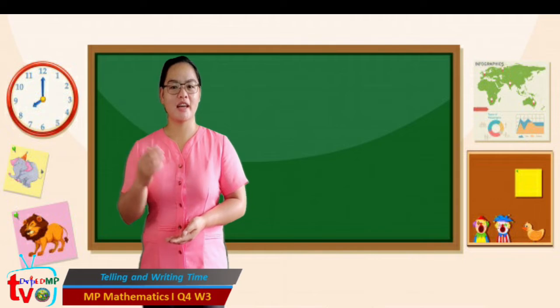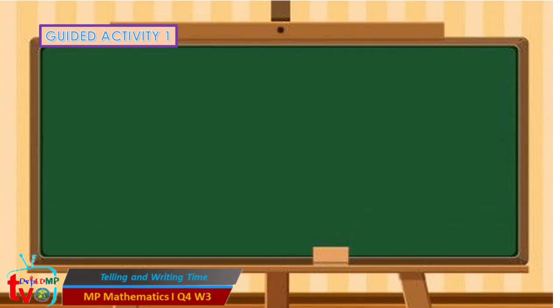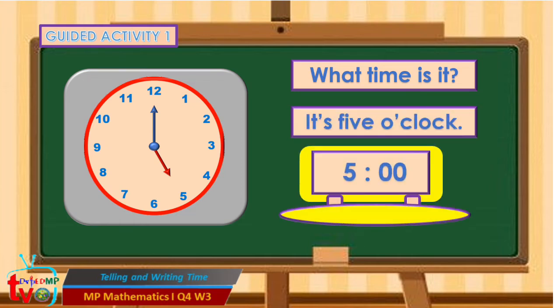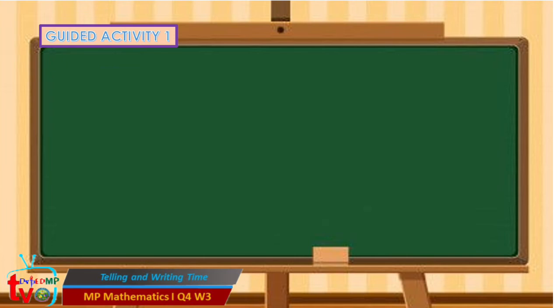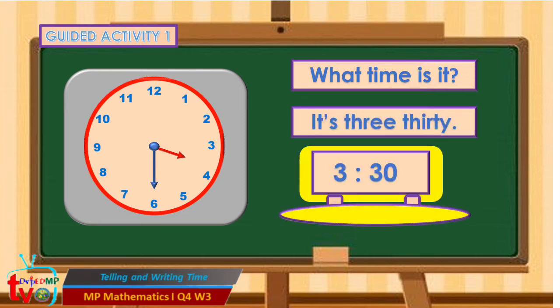Come on, dear. Answer the questions with me. Number 1. What time is it? Correct! The time is 5 o'clock. Number 2. What time is it? Very good! The time is 3:30.